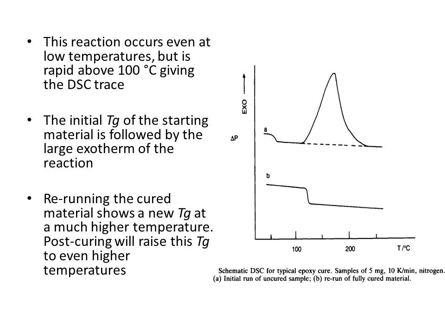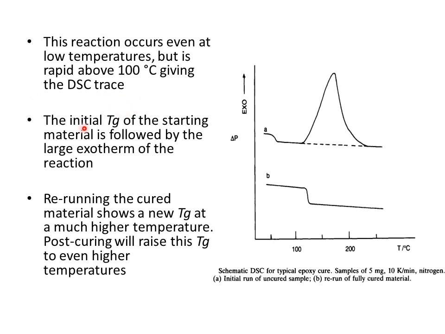So here is the schematic DSC curve for a typical epoxy cure, shown on the right. The sample was 5 mg, the heating rate was 10 Kelvin per minute and the atmosphere was running nitrogen. So here are two curves, A and B. A represents the initial run of the uncured sample, meaning when the sample was not cured, while B is the curve for the fully cured material. So this reaction occurs even at low temperature but is rapid above 100 degrees centigrade, giving the DSC trace shown on the right.